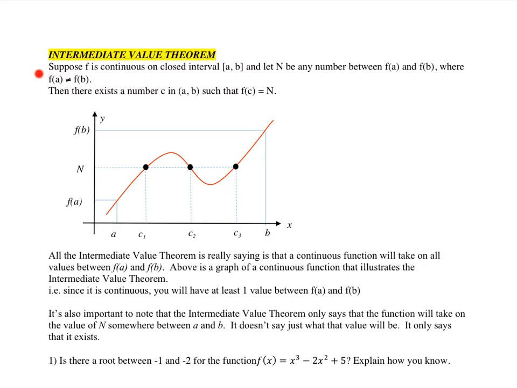So, let's go ahead and read this. Suppose f is a continuous function on a closed interval [a, b], and let n be any number between f(a) and f(b), where f(a) does not equal f(b). So basically, f(a) is here, f(b) is there, they're not on top of each other to end up with a horizontal line. Then there exists a number c in the open interval from a to b such that f(c) equals n. Well, let's examine what this really means.